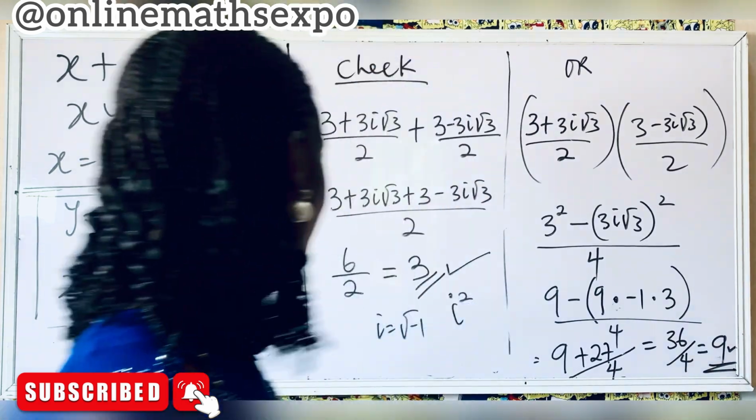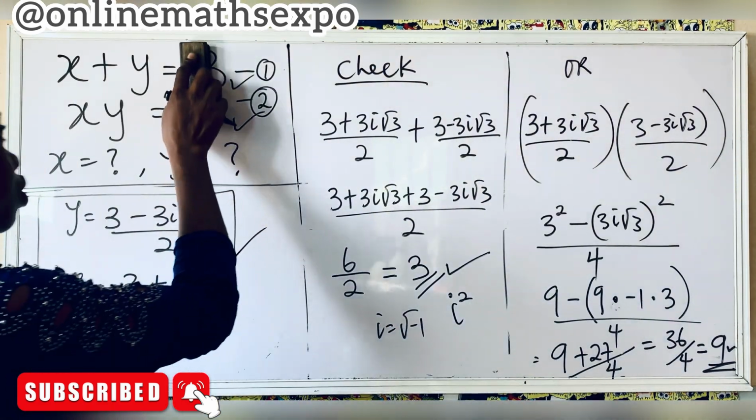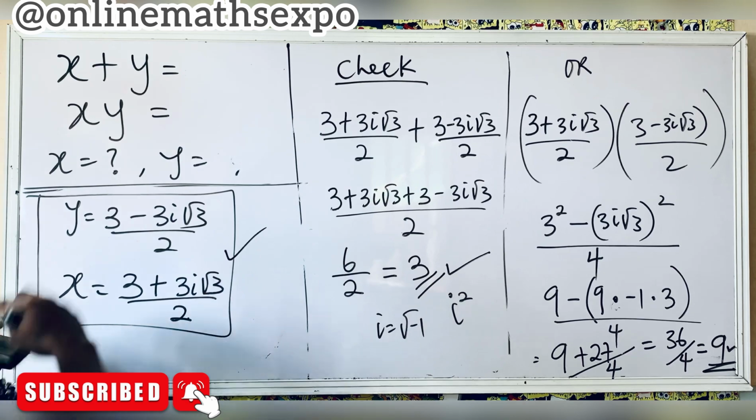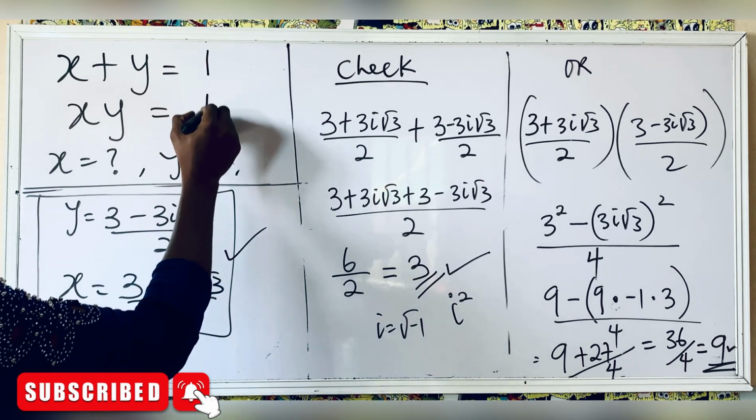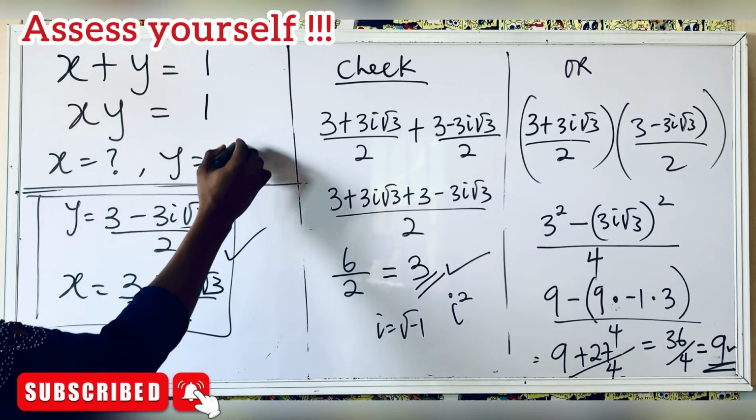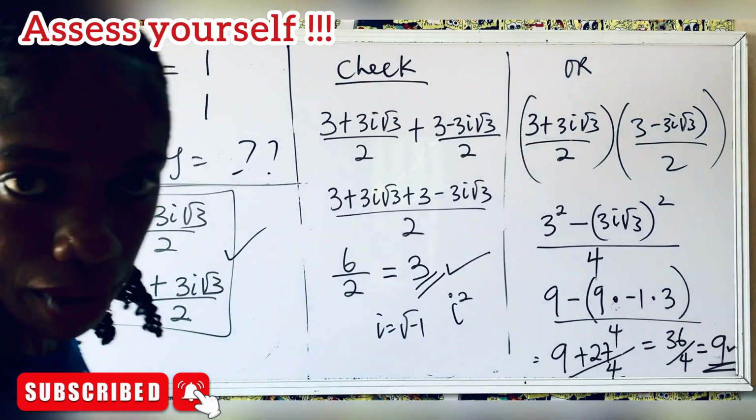But for your own take home, this is what you are going to do. I'm going to change the figure to have 1 here and have 1. Let me know what your answer will be about this in the comment section.